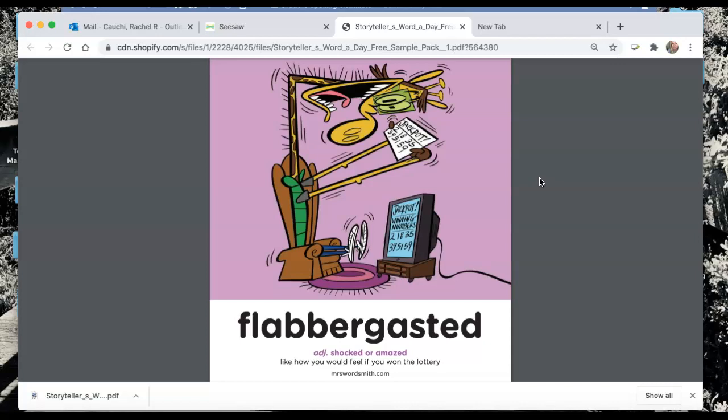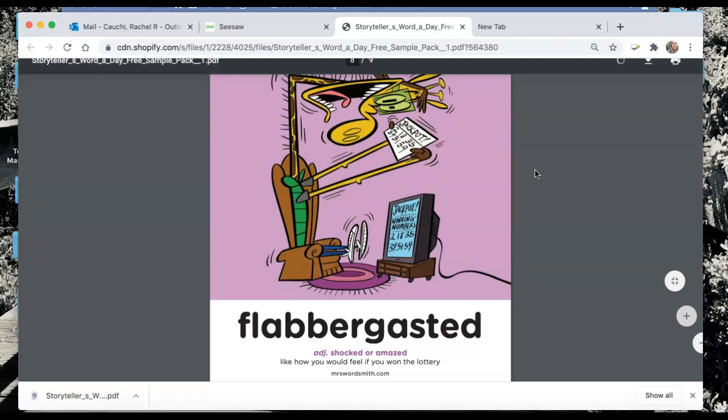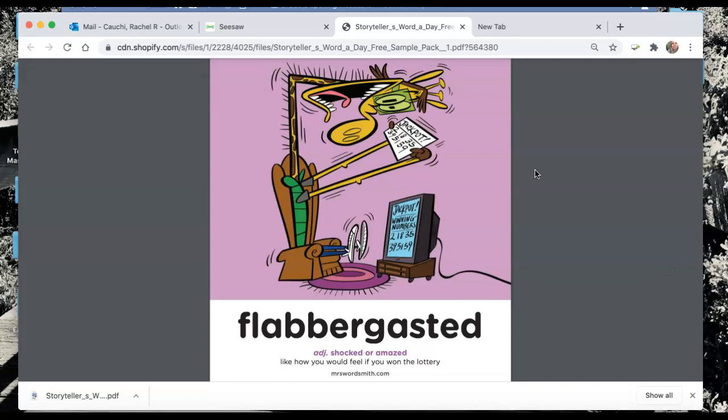So this is our example word. Our example word is flabbergasted. And you can see that this particular giraffe is really flabbergasted because he's just realized that he's won the Tatts Lotto. Let's have a look at what flabbergasted means. Now it says down here that flabbergasted is an adjective that means shocked or amazed. Like how you would feel if you won the lottery. So maybe you can sort of make a picture in your mind about this giraffe and what he's doing. And when you hear the word flabbergasted or you come across it in a text that you're reading, you can think of this giraffe and think about his bulging eyes and how shocked he was that he got the jackpot.